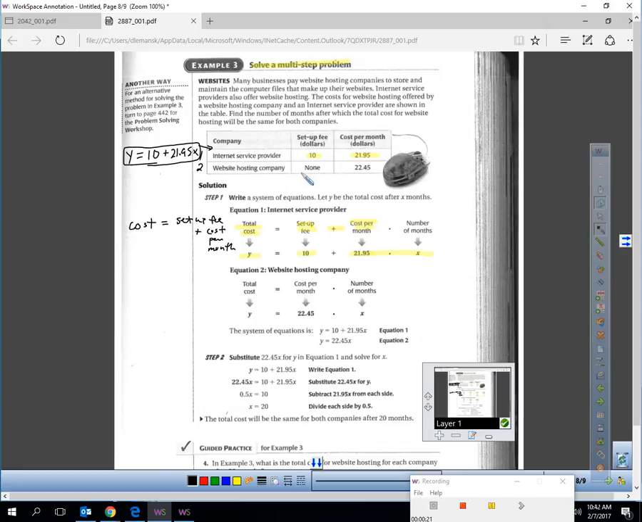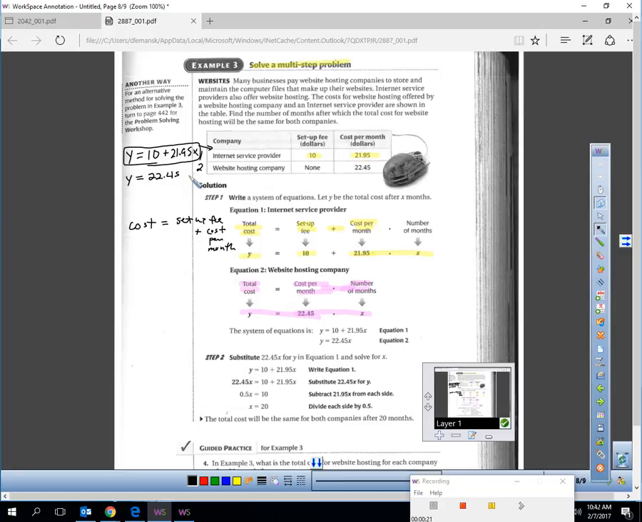Okay, let's go to the second company. Same kind of setup. Their cost, let me do it in a different pen color. Their cost would be the setup fee, which is 0, so that's why we have nothing here, plus the cost per month times the number of months, which is 22.45X. So there's provider 2's equation.